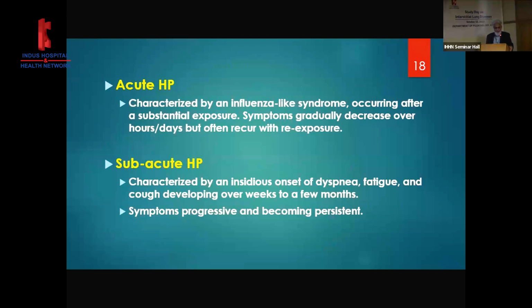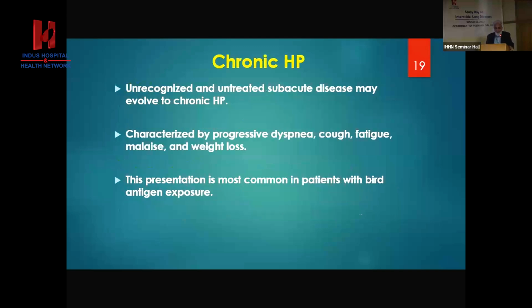In subacute HP, there is an insidious onset of symptoms, dyspnea, fatigue, and cough developing over weeks to a few months. Symptoms become progressive and more persistent, so that unrecognized and untreated subacute disease may evolve to chronic HP, characterized by progressive dyspnea, cough, fatigue, malaise, and weight loss. This presentation is most commonly seen in patients with bird antigen exposure, where the source of exposure has not been removed.